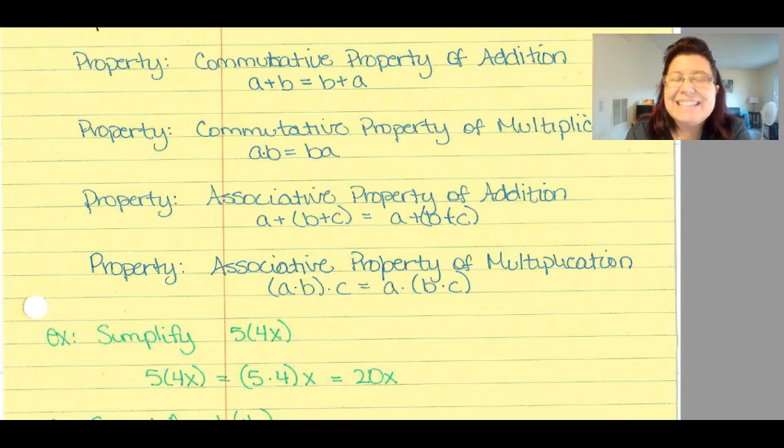Let's take a look at the example 5 times the quantity 4 times x. Now you might be just jumping to the conclusion that that is 20x. But the reason we can do it is we can regroup. Right now, according to my order of operations, I have to do what's inside the parentheses first. 4 times x. Well, okay, 4 times x, but I don't know what x is. Therefore, there's not much that I can do inside there.